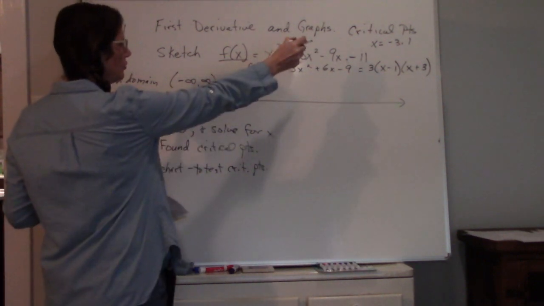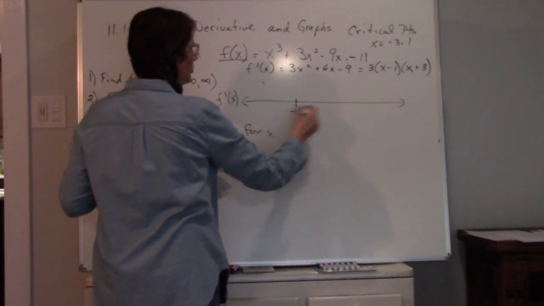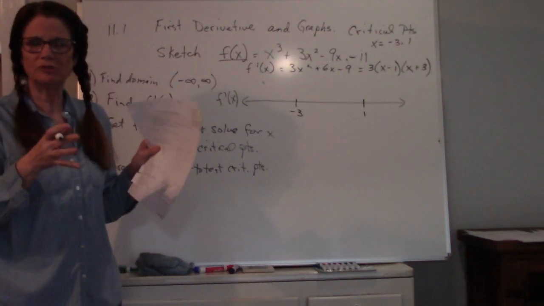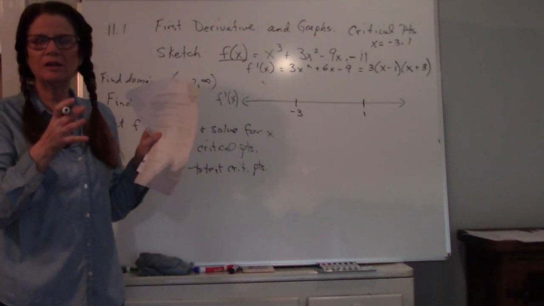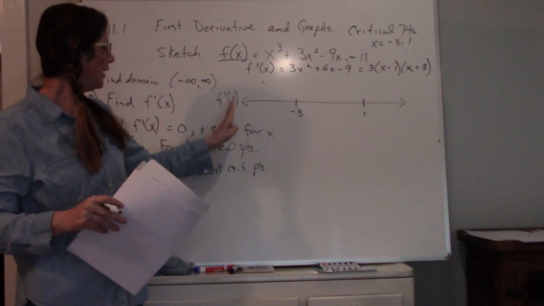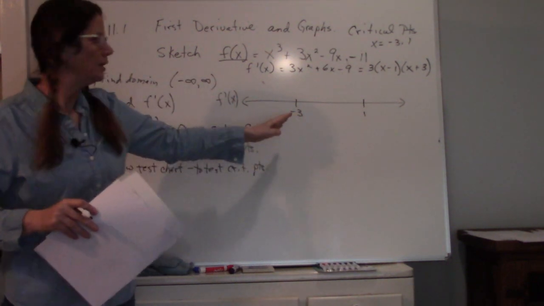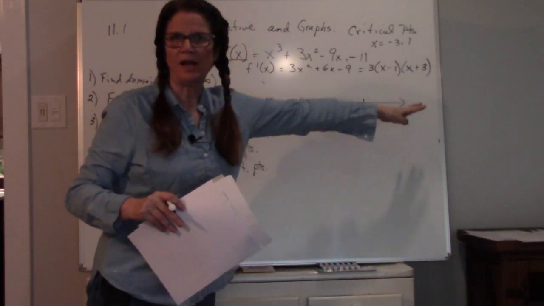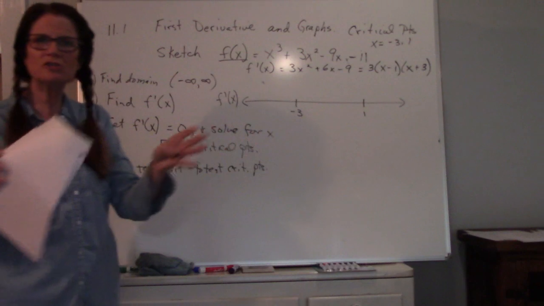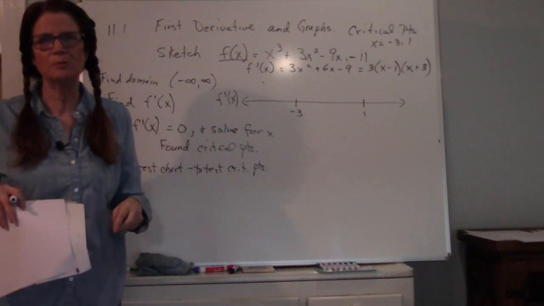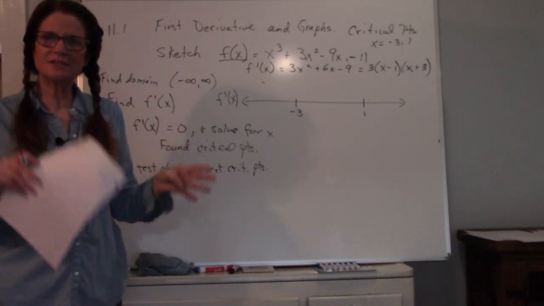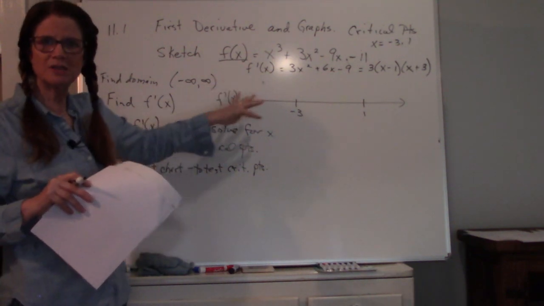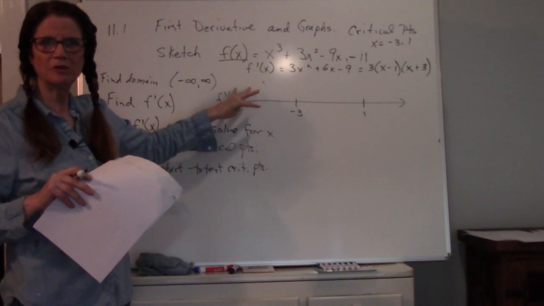You're going to put your critical points on here. Make sure you put your critical points in the right order, because what we're doing is looking at the intervals. We're looking at what's going on between -∞ and -3, between -3 and 1, and from 1 up to infinity. Each of those intervals, something's going to happen with the slope. Within the interval, it's going to stay the same. So if in this interval it's increasing, it's going to be increasing throughout the interval.